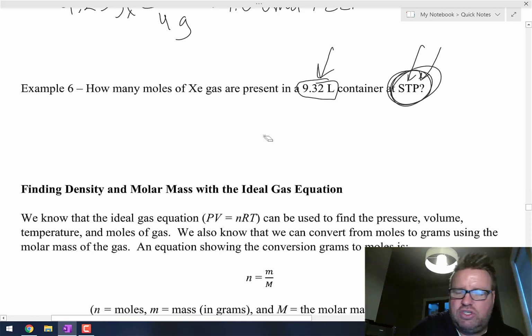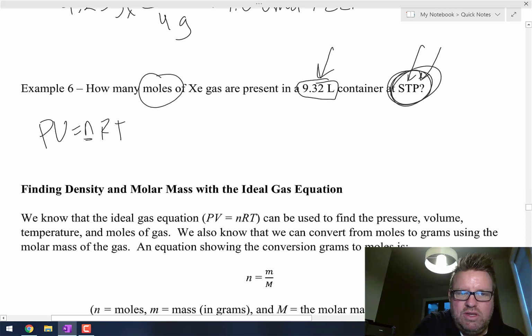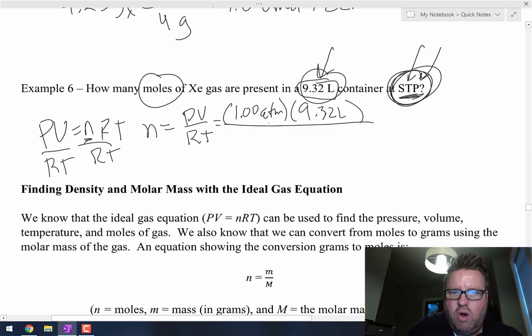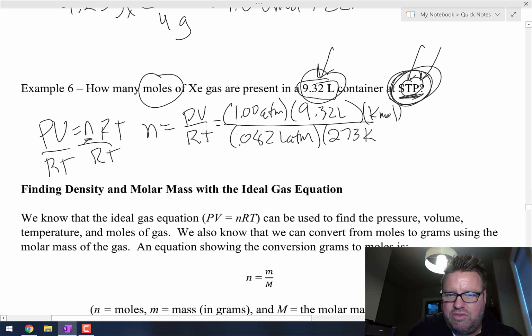I can still just use PV equals nRT. They're asking me for moles, so that's n. So n equals PV over RT. The pressure is the standard pressure, so 1.00 atm, times the volume, 9.32 liters, over R, 0.082 liters atmospheres. Remember, put that Kelvin mole on the bottom. And then the temperature is, again, the standard temperature, which is 273 Kelvin.